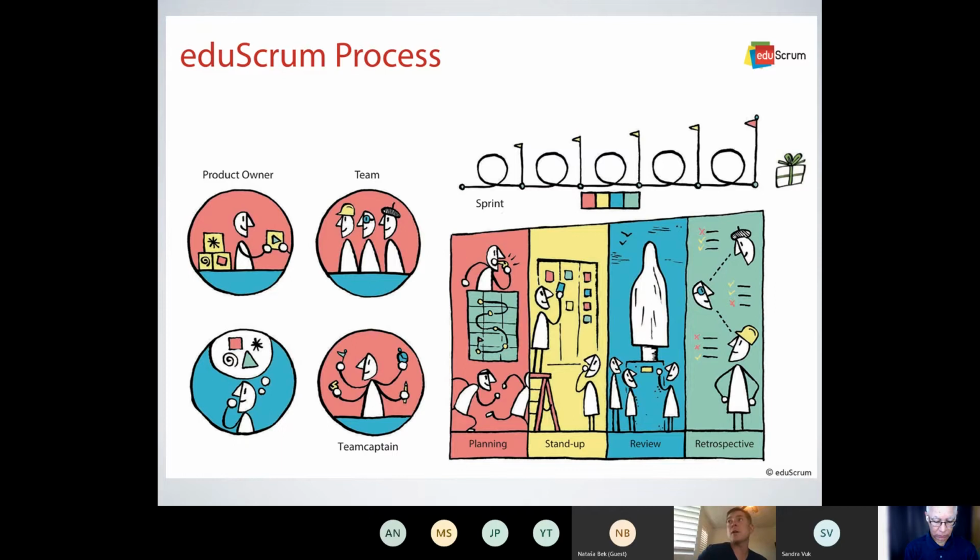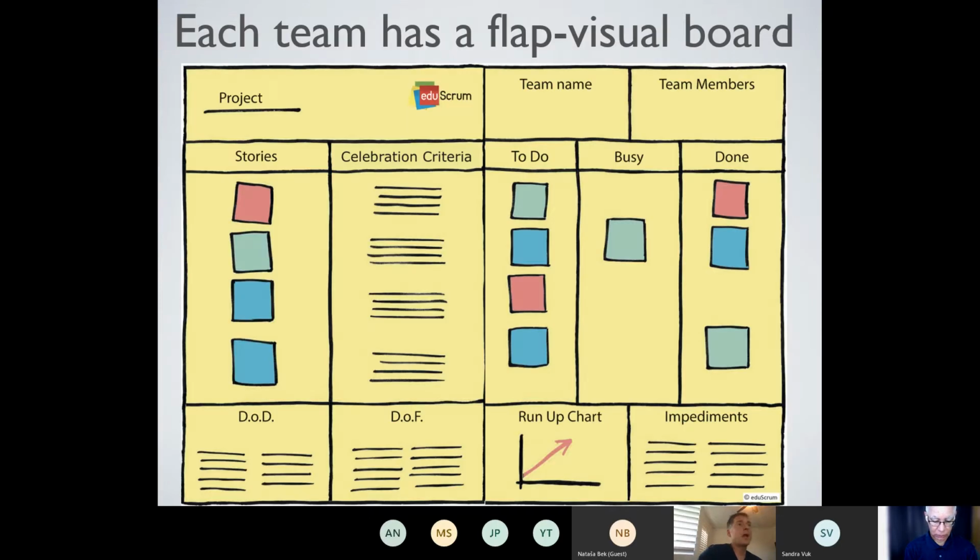So this is as far as the process goes. Then another tool is a visual board. Each team has one of these. And there's an advantage of having these as a physical tool, because having everything as sticky notes is crucial. I'm not going to talk about the left side. I'm just going to show you the right side.